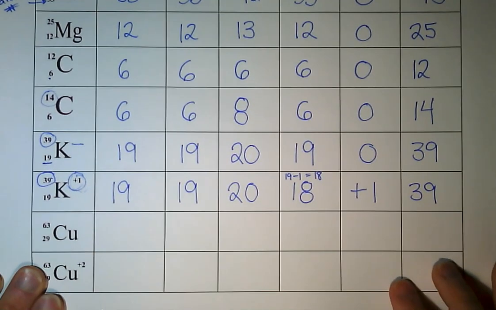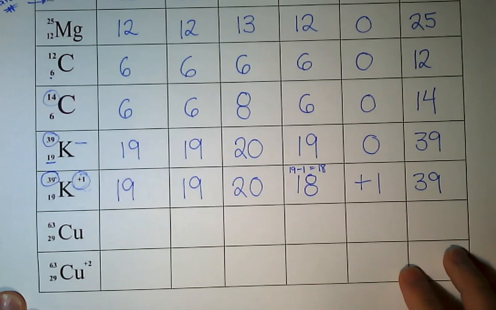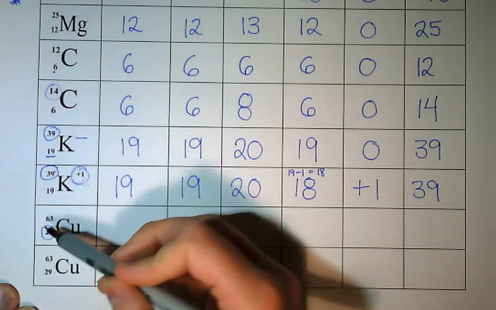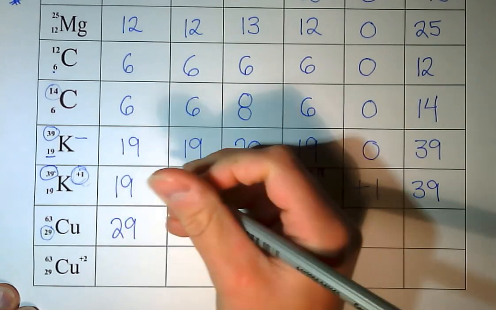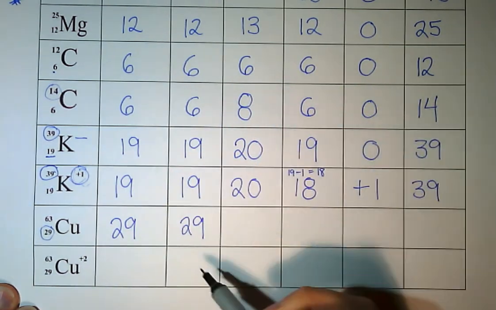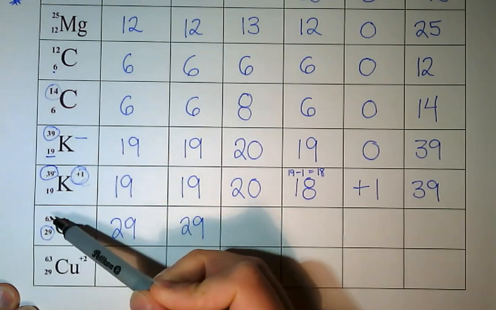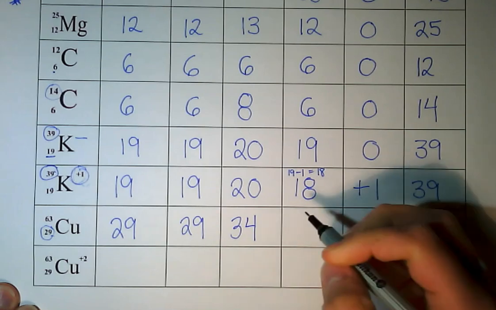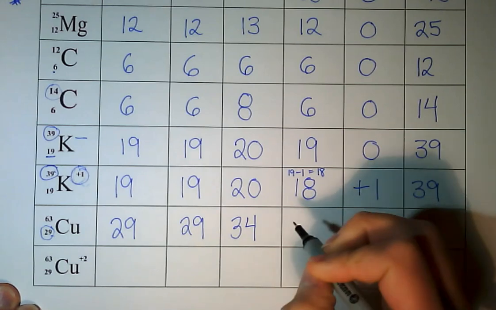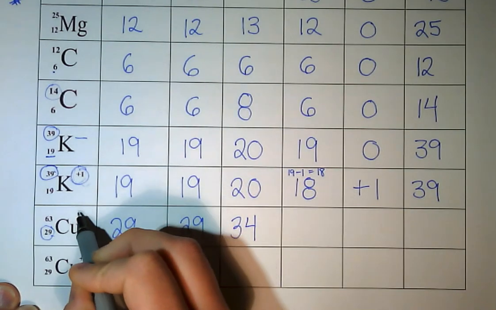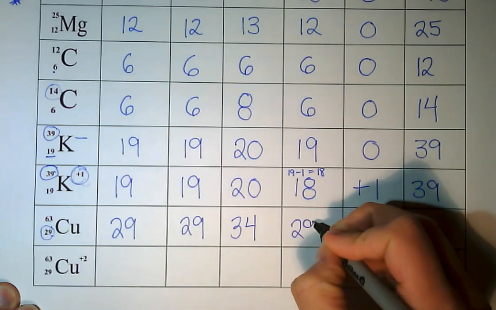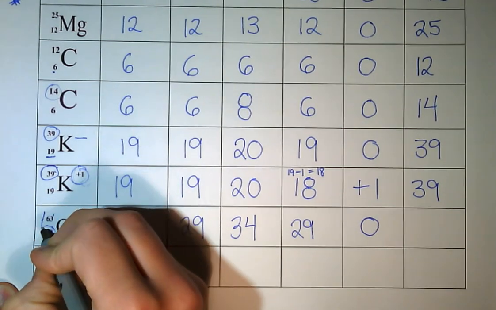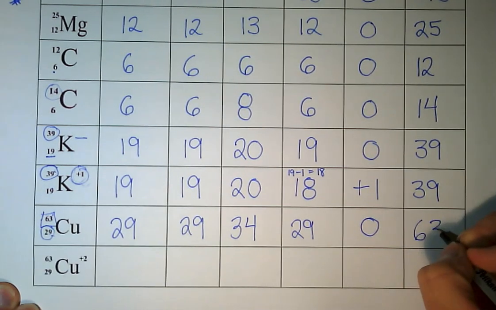Moving this up just a little bit, we have copper. Copper has an atomic number of 29, which means it has 29 protons. We could figure out the number of neutrons by doing 63 minus 29, giving us 34 neutrons. Our number of electrons must be equal to the protons since there's no charge, so we have 29 electrons. Our charge is 0, and our mass number, of course, is 63, the number at the top.